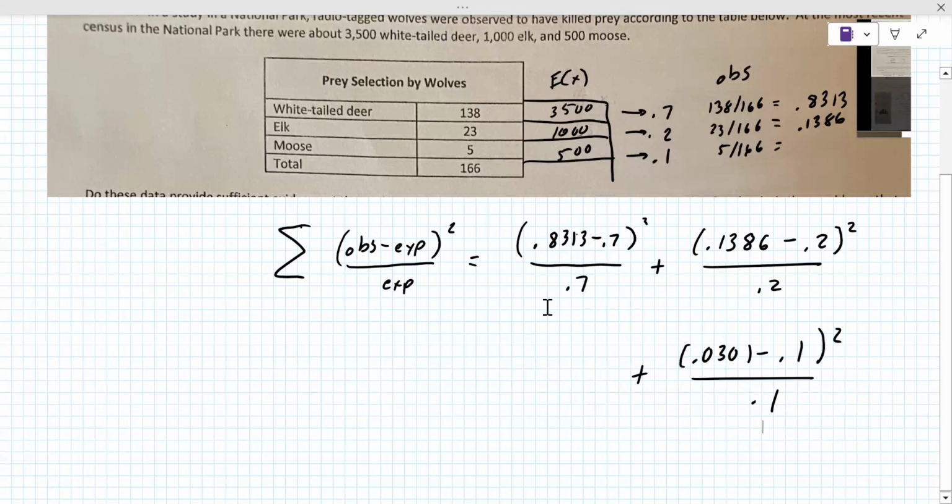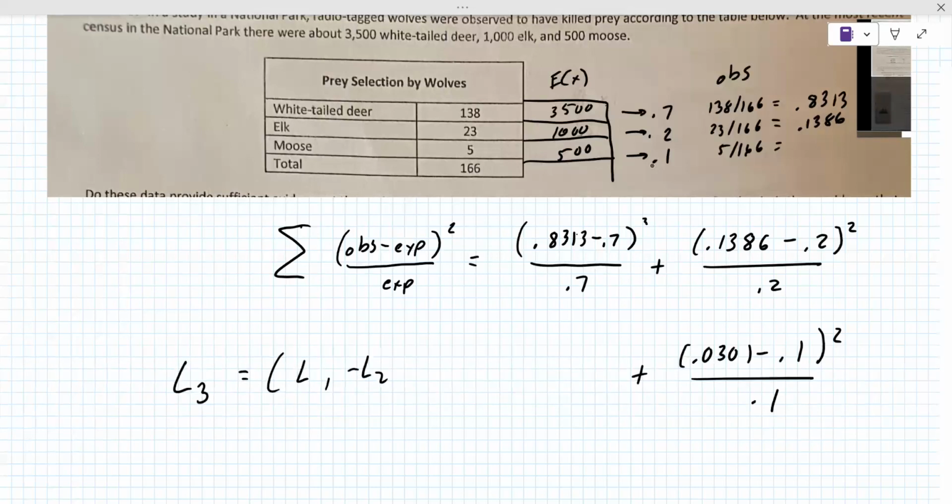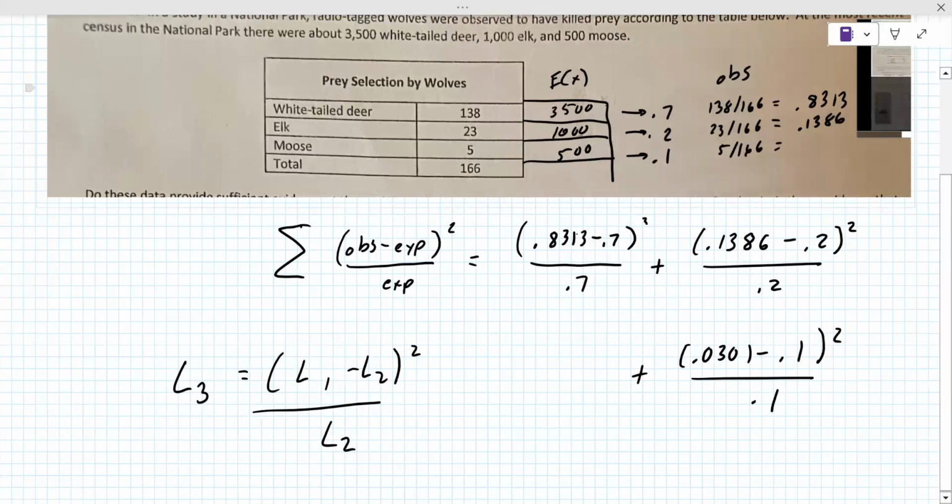So this might have been a good one to do in lists: the observed in list one as a proportion, the expected in list two as a proportion, and then in L3 do L1 minus L2 squared over L2. That might have been a faster way to do it, but you've got to come up with this value here. Is that clear? Yes, that is. I get that. Now, that's only part of it.